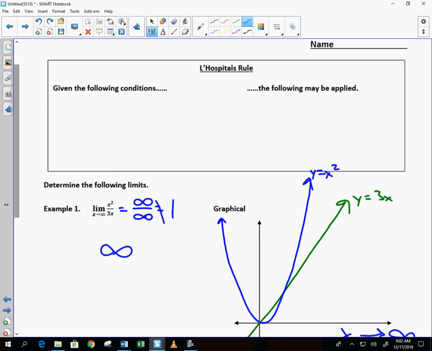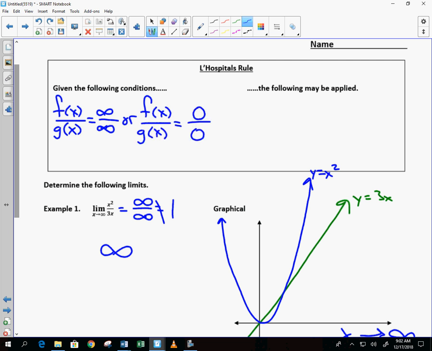L'Hopital's rule. Given the following conditions, suppose f of x divided by g of x is infinity divided by infinity, or 0 divided by 0. These are what we call indeterminate forms.